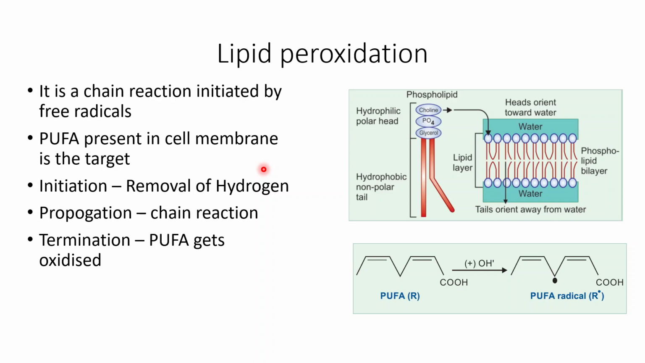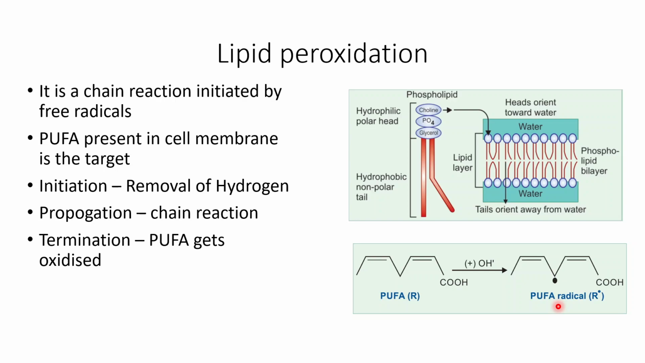Polyunsaturated fatty acid is present in the cell membrane. So this is the lipid bilayer, the phospholipid bilayer. The phospholipid consists of the phosphate group, choline, glycerol, and the polyunsaturated fatty acid or PUFA, which is present in the tail or the hydrophobic region. When this PUFA is acted upon by hydroxyl free radical, the hydrogen is removed and it leads to generation of a PUFA radical. This is where the initiation of lipid peroxidation takes place.